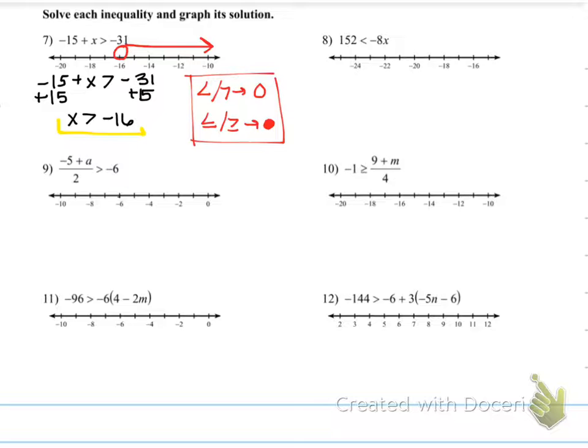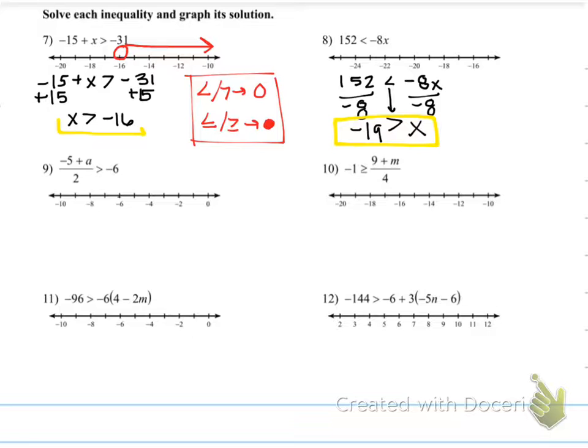All right, cool. Let's take a look at number 8. Again, I'm going to rewrite the problem below so we can show our work. So I've got 152 is less than negative 8x. In this problem, I just need to get rid of that negative 8 in front of x, and if that's multiplying, the inverse would be to divide. So we're going to divide by negative 8. But keep in mind what I said: when we divide by a negative number, we have to flip the sign. So now I've got 152 divided by negative 8 gives me negative 19. So now it's saying negative 19 is greater than x.